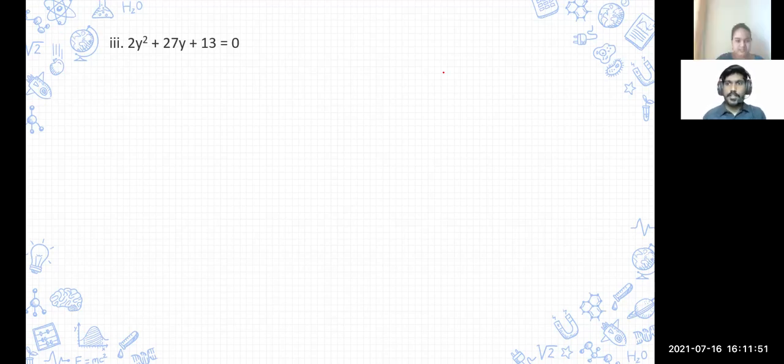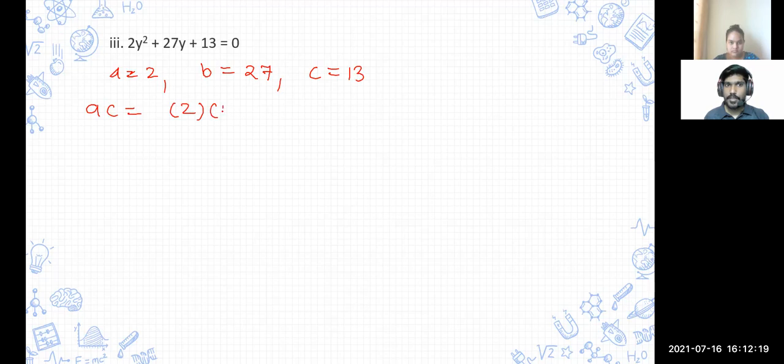Okay. So we'll start with this third one. The third one is 2y squared plus 27y plus 30. Now, as I said, first always you mention what is A, B, and C. So A is 2, B is 27, and C is 30. First you multiply A and C. So you will multiply 2 with 13. So that is 26. And now 26, you have to split into two such numbers that after multiplying those two numbers, you get 26, and after adding, you should get 27.